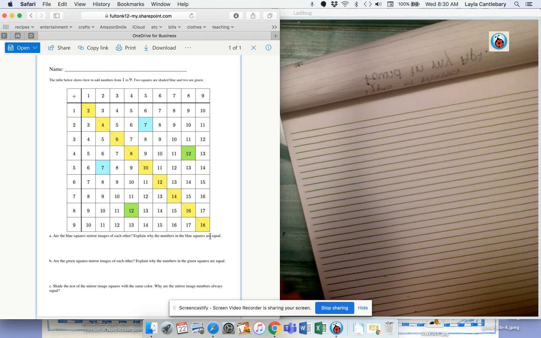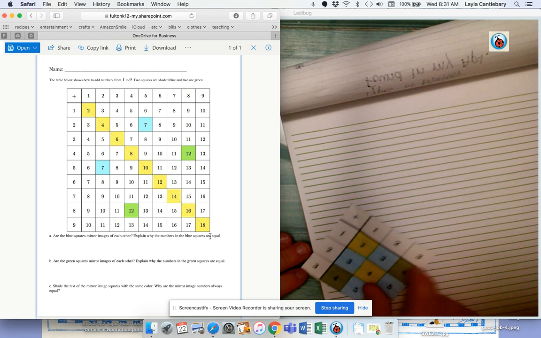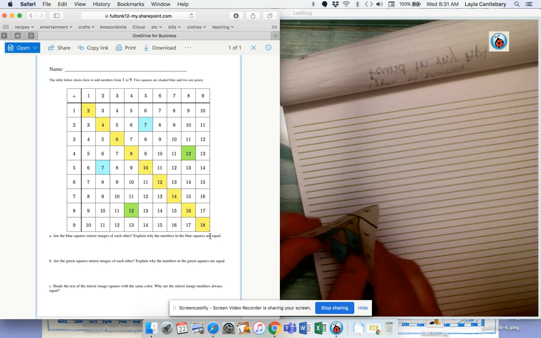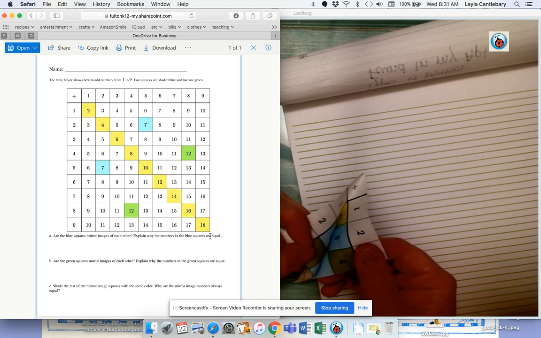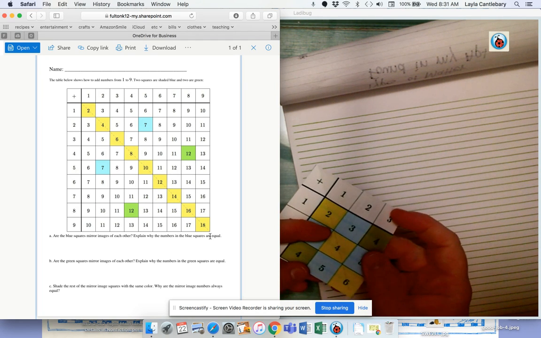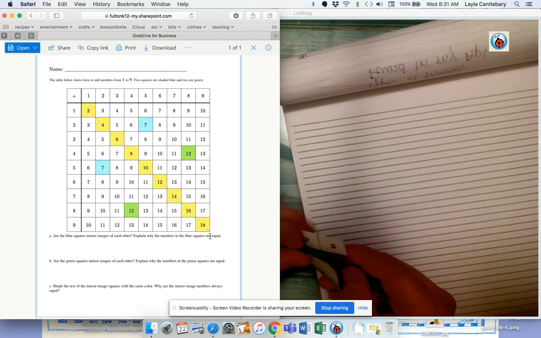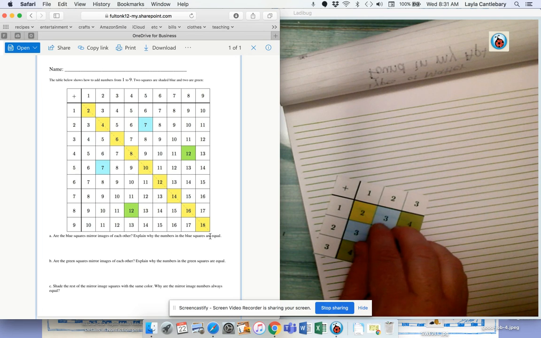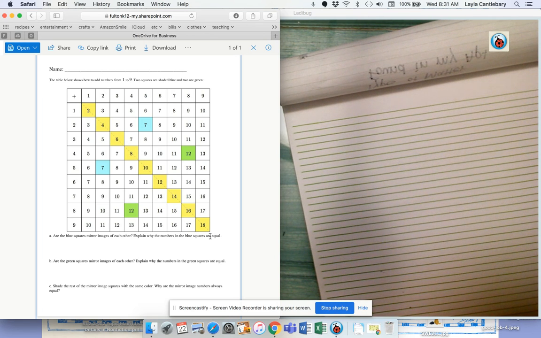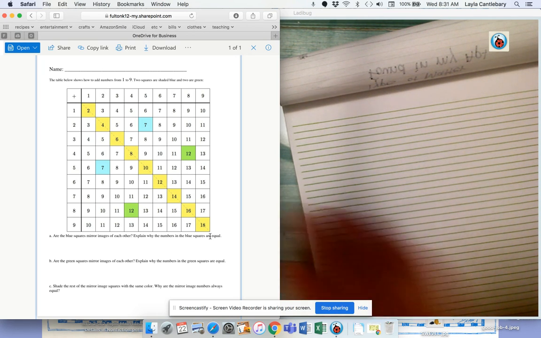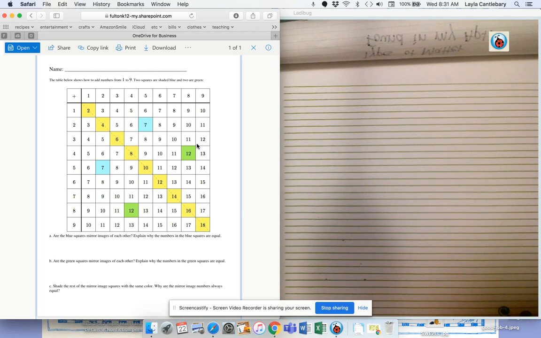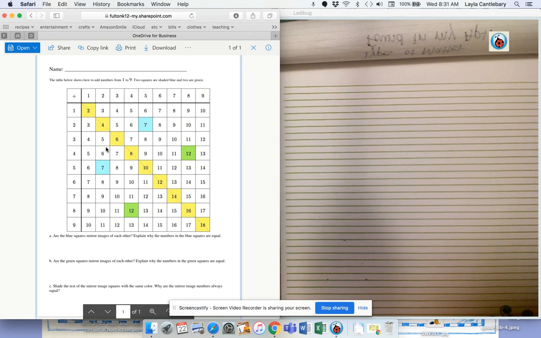Now I would say, okay, are the threes mirror images of each other? Meaning when I fold them, will they touch? And you could see the absolute answer is yes. What about the fives? Are they mirror images of each other? Yes. What about the four? Are they mirror? Yes. So that kind of gives you an idea. You can think about why that is, which is what it's trying to get you to do. You're going to bring your answers to this paper with you when we meet at 2 o'clock.